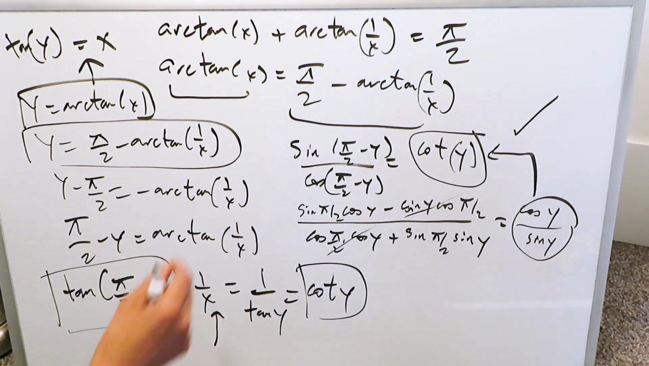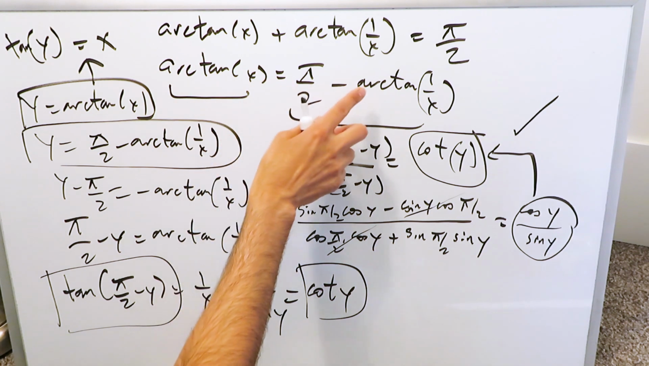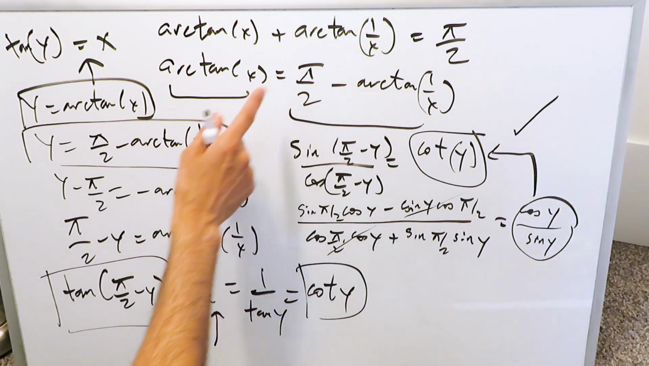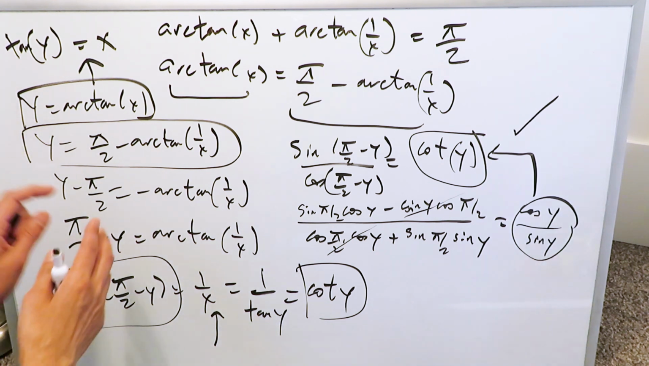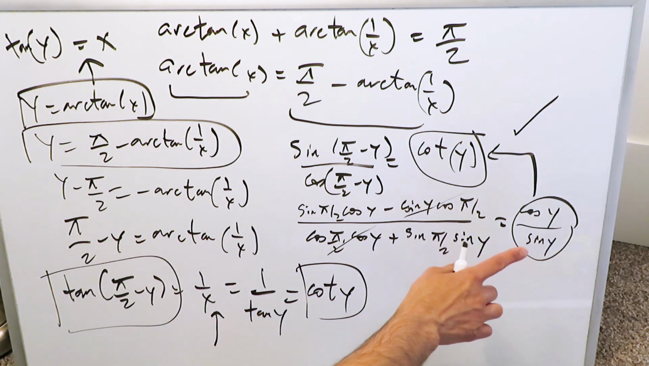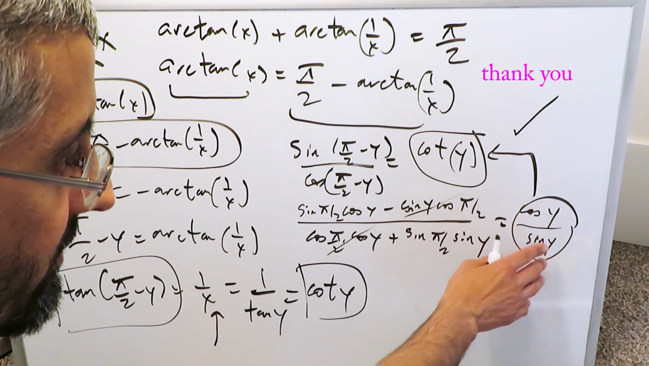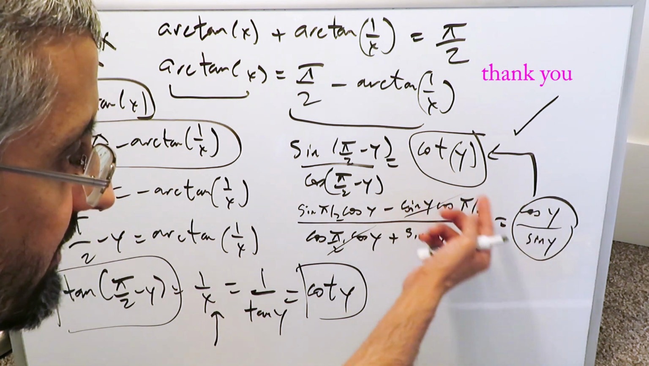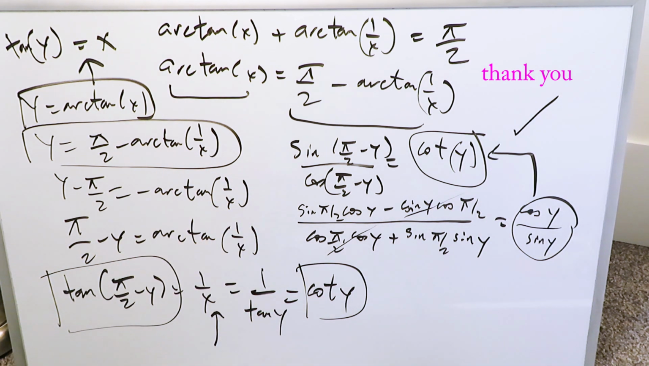You can see how everything played out. We took this on the other side. We have arctan x is equal to pi over 2 minus arctan 1 over x. Individually, these are equal to y. We separated them up and then we worked on them individually, and we took down the verification such that the left hand side or right hand side was equal to the other side. Cosine y over sine y was equal to cotan y. They're equal, therefore the verification is completed.